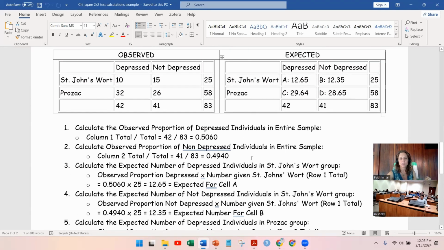So we had about 0.5% of the people were depressed, and about 58 were given Prozac. So 0.5060 times 58 is going to be 29.64, right? You pop that in there.